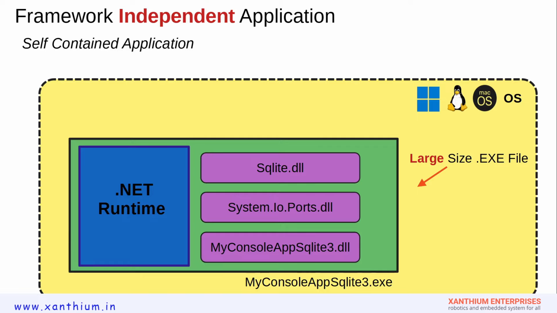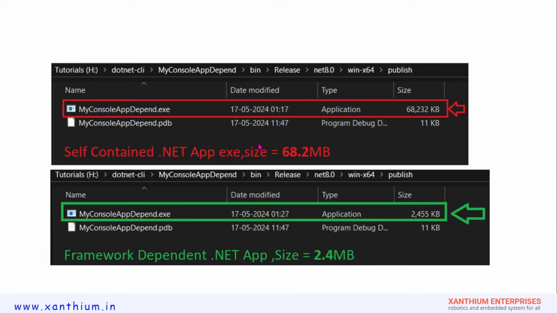Now the major drawback is that it needs to have a large size. So the previous one, only the required DLLs were there, so the size was small. Here we are bundling the .NET runtime also with the exe file, so the size will be quite large. So this is one example to show you the size difference.